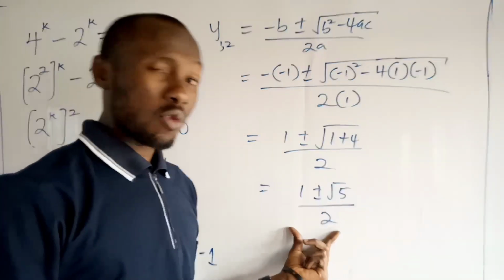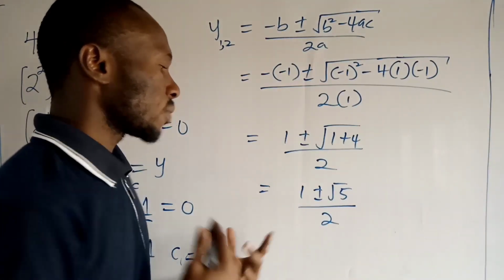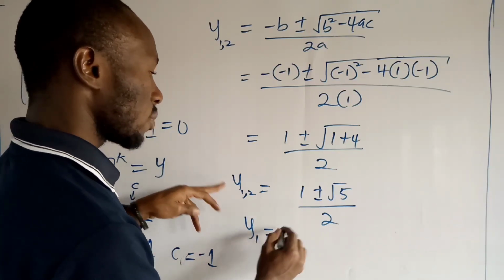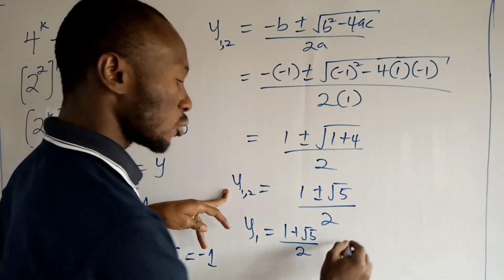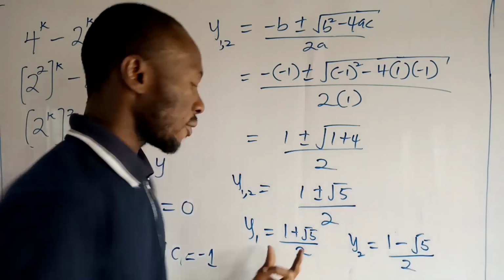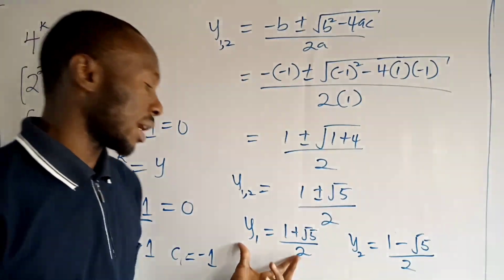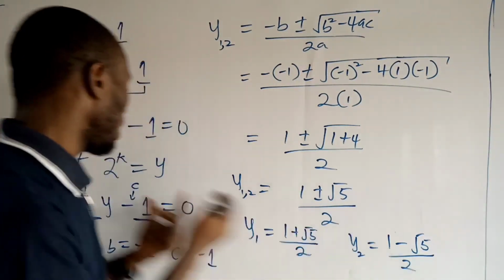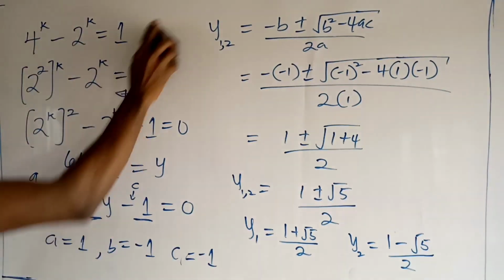This is the golden ratio I think you should have been hearing about. This is the golden ratio. So the next thing you want to do is split up the values of y. This is y1,2. So y1 can be written as 1 plus root 5 over 2, and y2 can be written as 1 minus root 5 over 2. I've just stated the values of y, y1 and y2. But remember, we made a statement earlier. We said let 2 to the power k be equal to y. So we need to plug in the values of y so that we can get the real value for k.